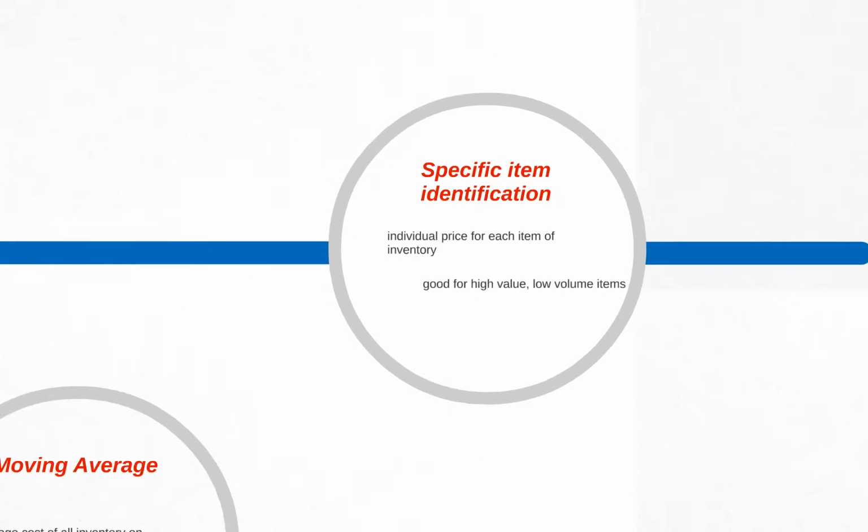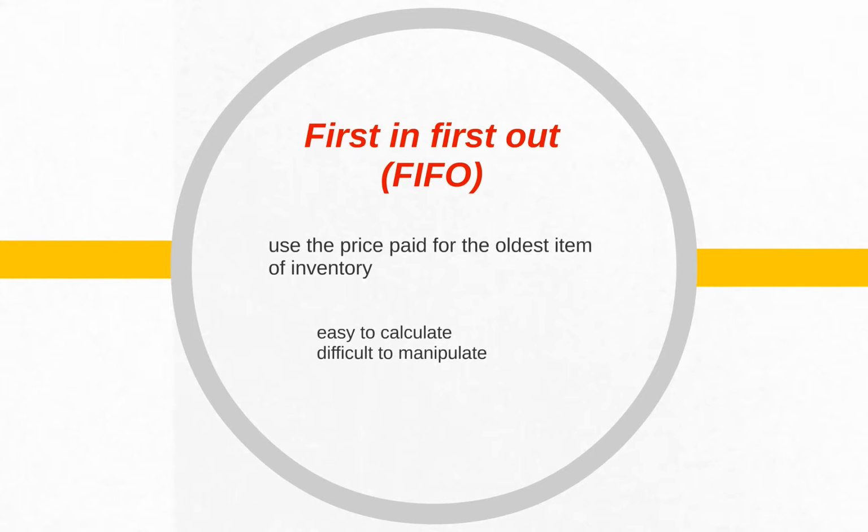And finally, the first in, first out method. This means that in calculating the cost of goods sold, we record the price we paid for the oldest item of inventory. This is an easy method to calculate, is difficult to manipulate, and usually corresponds to how inventory is physically moved within a business's operations.